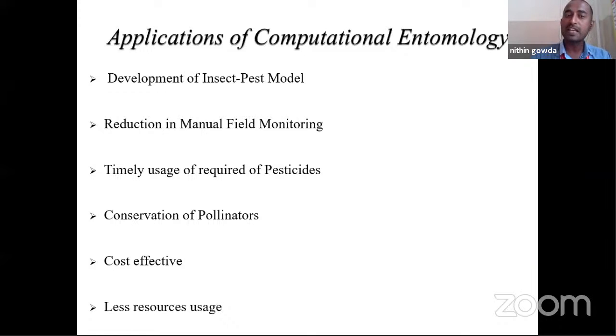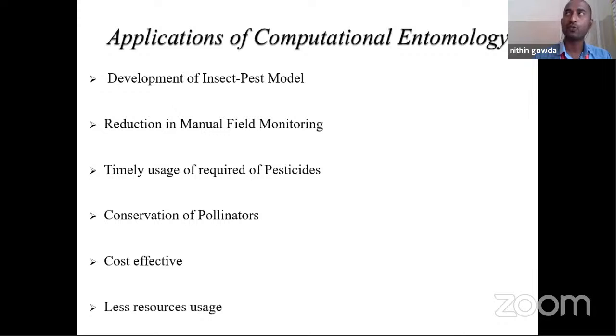Next one, timely usage of the required amount of pesticides. Why? I don't know about your country, but in India, there is a procedure that if it's the month of February, simply spray pesticides. Why? Because mangoes will be ripening, and in that case the Bactrocera will arrive. That's why we spray. So there might be some farms where no pests or harmful insects are available. Even in that scenario, they are going to spray the pesticides. Such things can be avoided.